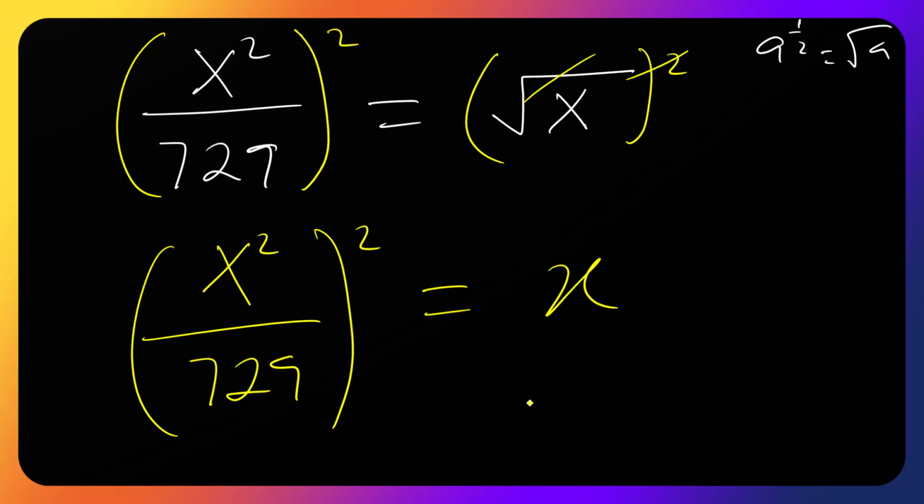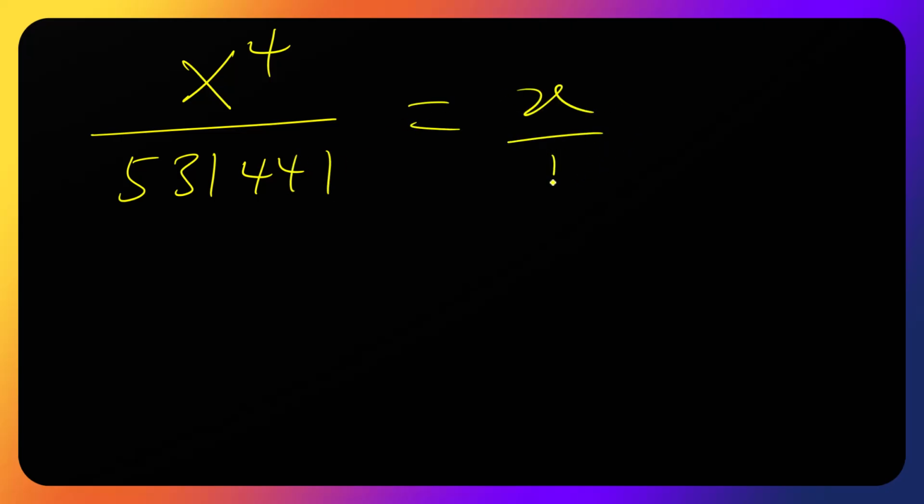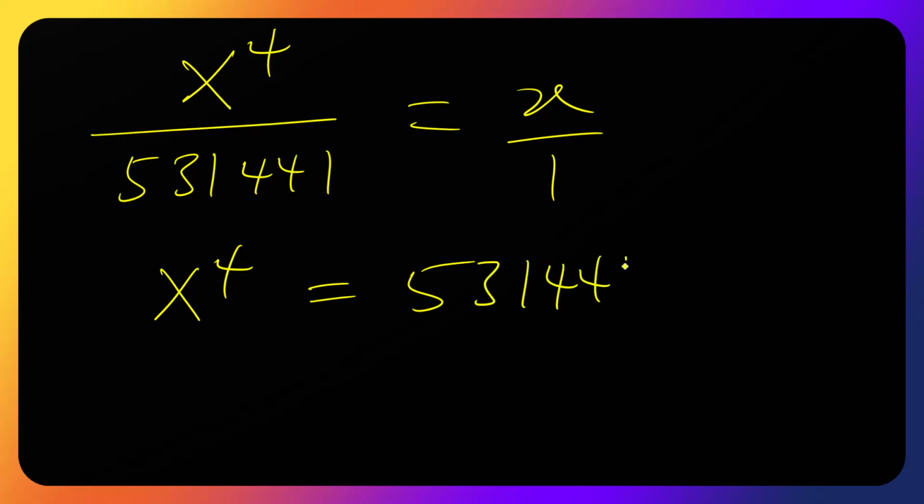So that will be x to the power of 4 over 729 squared. So 729 squared will be very huge. That will be 531,441 equals x, so over 1. So I have x to the power of 4 equals 531,441 x.